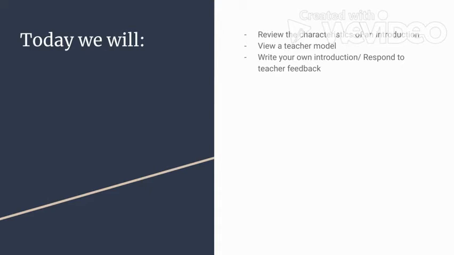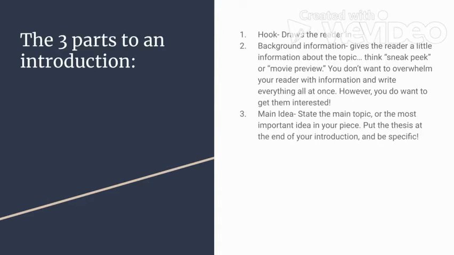So this will be quick, but let's just go over the three parts of an introduction. The three parts to an introduction, as we talked about, are a hook, which draws the reader in. And the next two parts are the background information and the main idea. The background information comes after the hook, and it gives the reader a little sneak peek as to what they're going to be reading. Now, you don't want to tell everyone all the information all at once. However, you do want to get them interested. And then the final sentence of your introduction is your main idea. It's the main topic or the most important idea in your piece that you want your reader to understand.